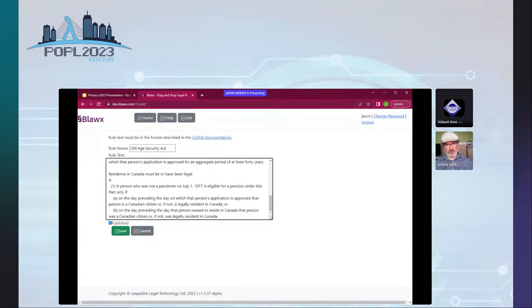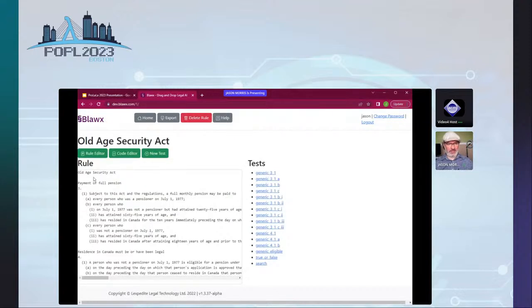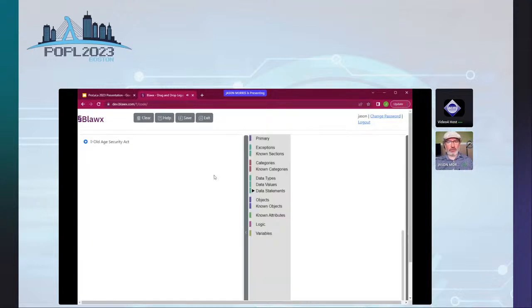You just type it in plain text. This is not as user-friendly as I would like it to be, but it's a lot more user-friendly than trying to write Akoma Ntoso. So good enough for now. You do that, and you've got the text of the act in there with its structure. Then you go into the code editor, and the structure of your text becomes the structure of your code.